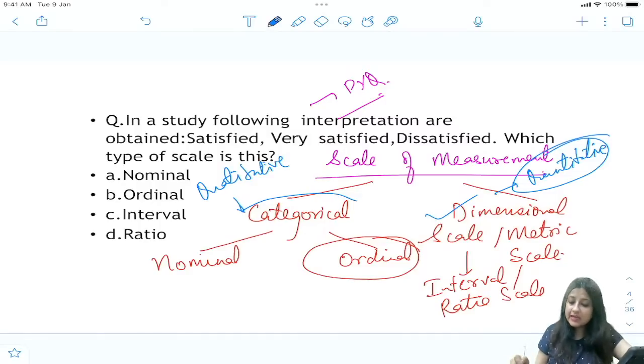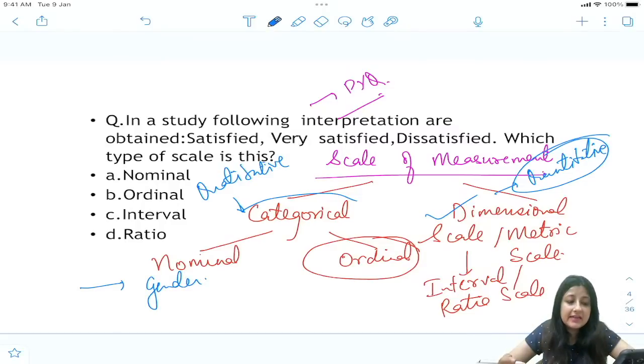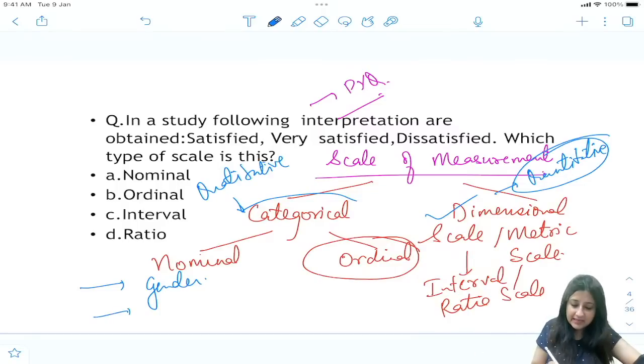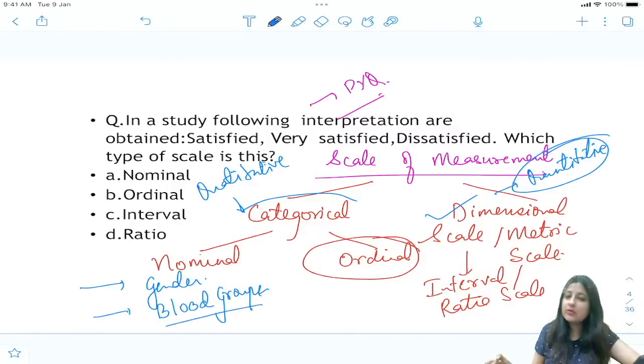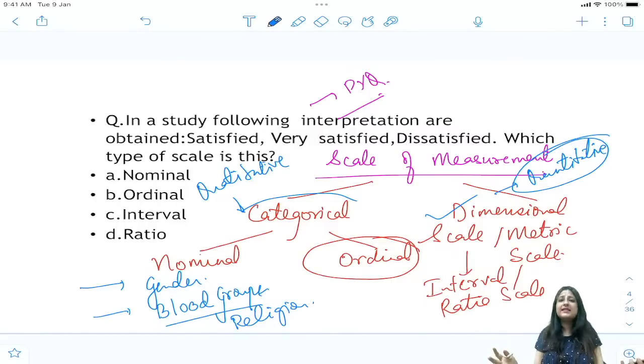So can you tell me some examples of nominal? It's based on names. Like how many boys are attending the class, how many girls are attending the class. So gender, it's based on name. How many are A positive, how many are B positive. So blood groups, that is also nominal. How many Hindus, how many Punjabis attending? Religion, so that is again nominal, based on names.